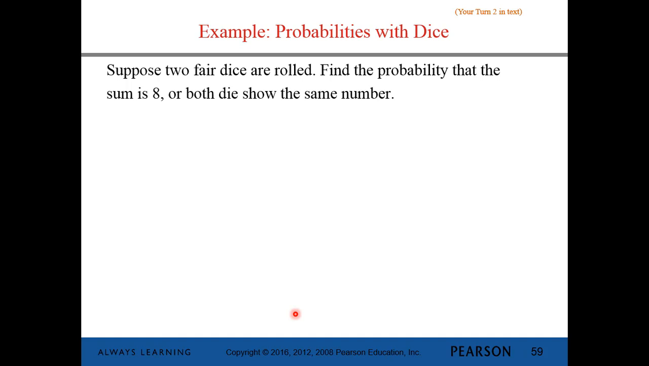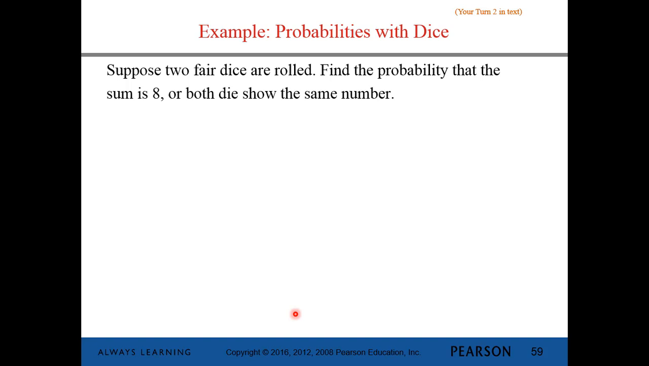Now, how many different ways can I get a roll where both die have the same number? Well, I can get a 1 and a 1, 2 and a 2, 3 and a 3, 4 and a 4, 5 and a 5, and a 6 and a 6. So we get a total of 6 outcomes for that one.